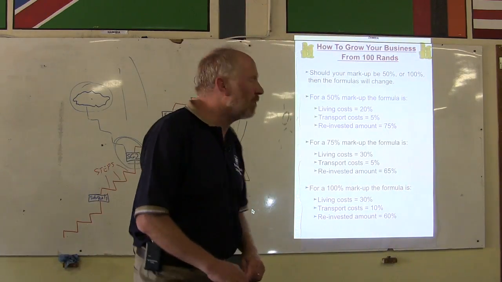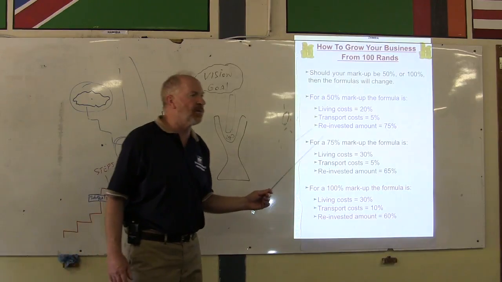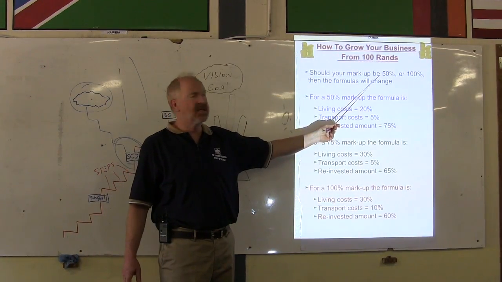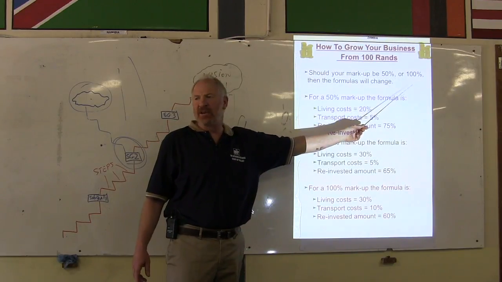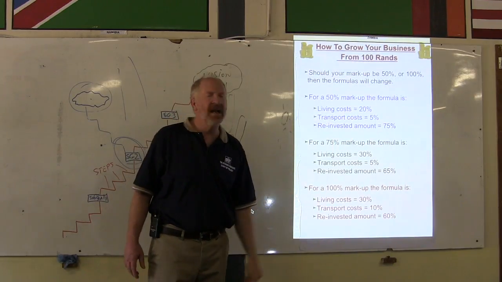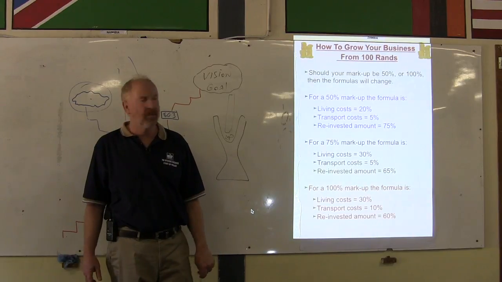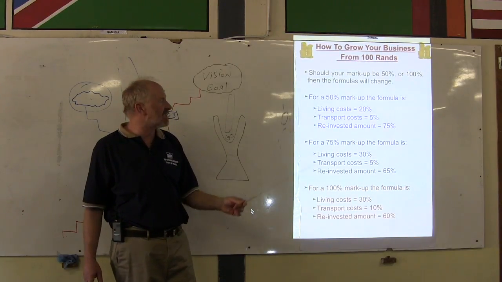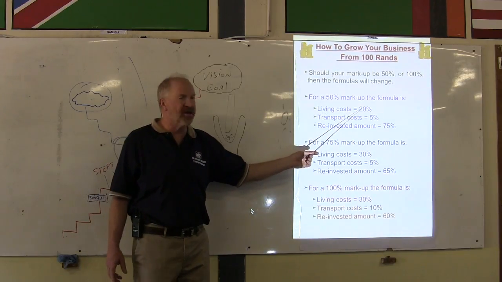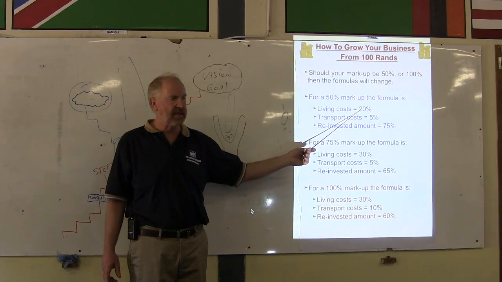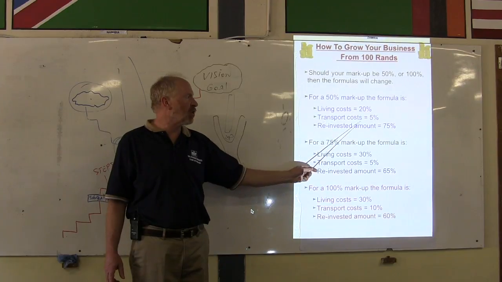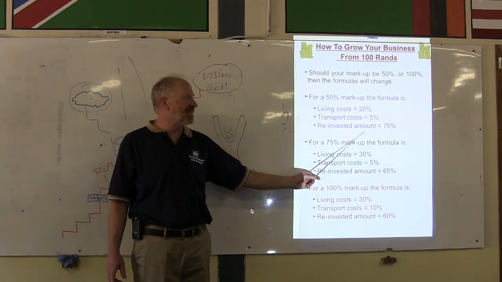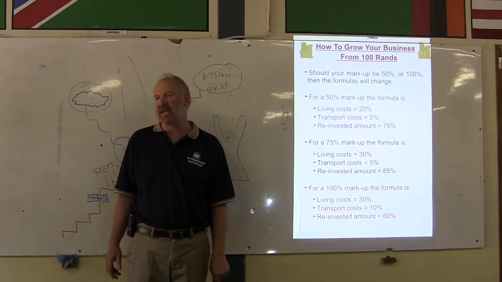So these are the formulas. This is the most important page. If your markup is 50%, 75% or 100%, the formula will change. So on a 50% markup, the formula is as follows. Your living costs, you can take 20%. Your transport costs 5%, and your reinvested amount 75%.